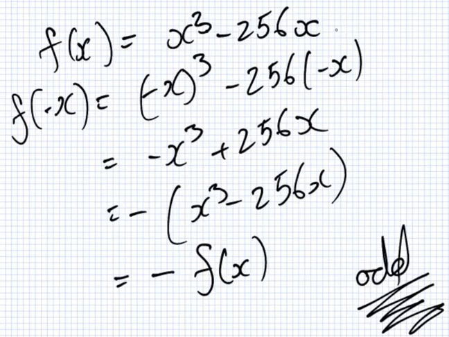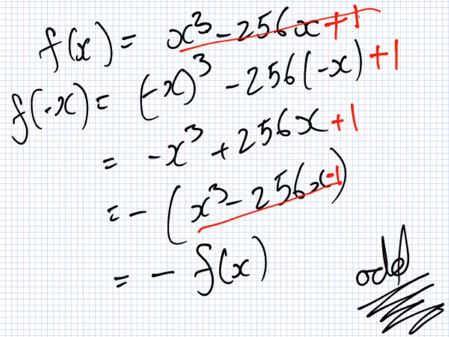F of minus x equals 1 over 25 minus x squared plus 25, which equals 1 over, what's minus x squared? That's just x squared, isn't it? But we've ended up back at the start, f of x. So therefore, f of minus x equals f of x. So that means it is even.